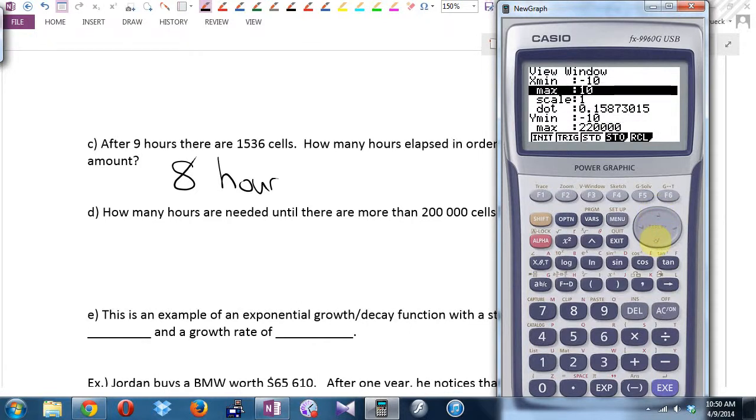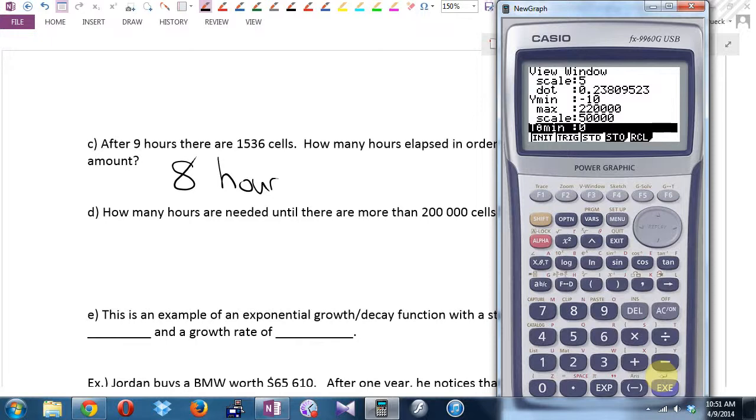Problem. I don't know if 10 hours is going to be enough to fit it on. How many hours do you think you'll need until there's 200,000 cells? Think 20? I have no idea. 20 is a good guess. So I'm going to change my X max to 20. Should we change our scale? Yeah, I'd probably go up by fives along the x-axis, and my y scale, I'd probably go up by 50 thousands or something. Honestly, you can survive without changing the scale. It just unclutters your graph quite a bit.